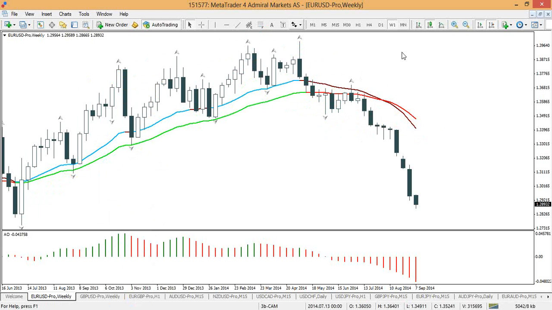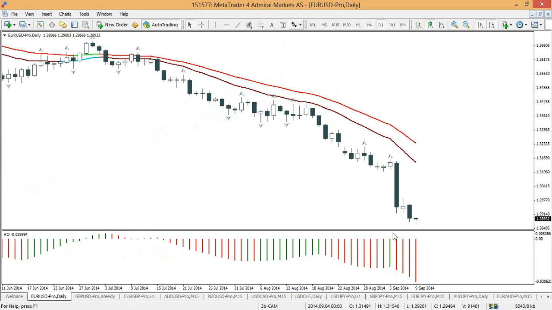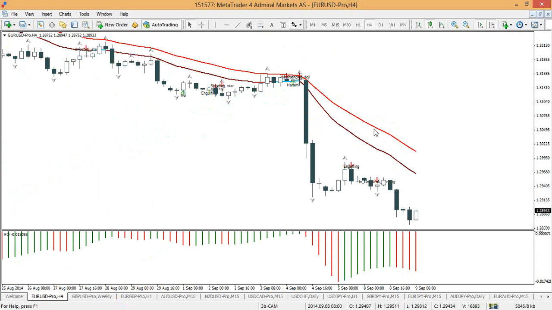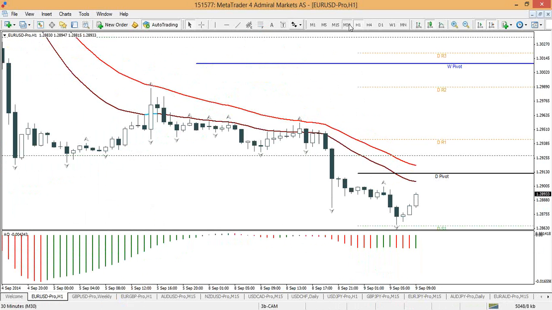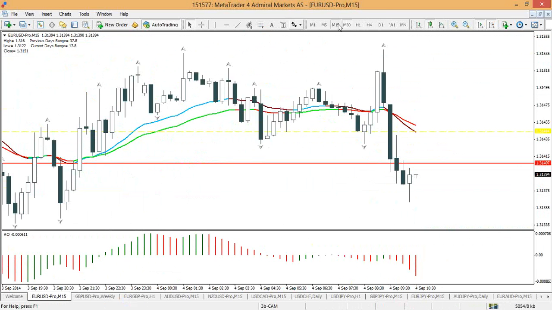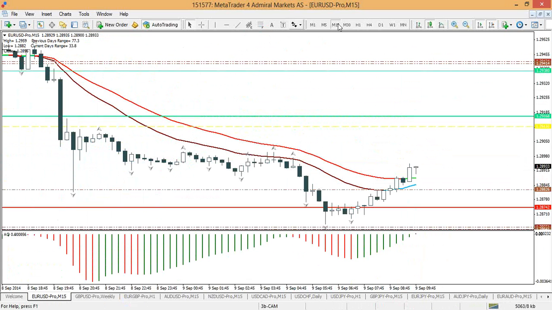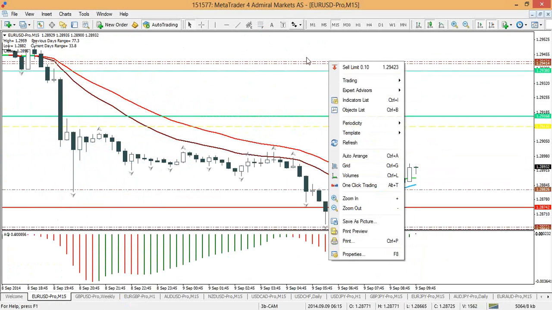Those will be the charts. We also have fractals and the AO on all charts. The 4-hour chart is showing candlestick patterns, an indicator showing that. The hourly is showing pivot points. The 30 and the 50-minute charts are showing the Camarilla indicator. All right, just see that.